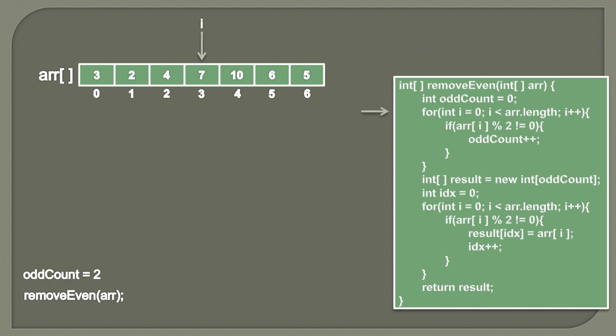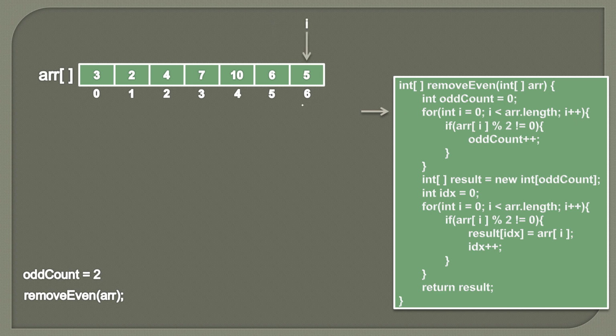We will increment i. 10 divided by 2 will give remainder 0. So this condition comes out to be false. We will again increment i. Now 6, which is array of i, divided by 2 will give remainder 0. So this condition comes out to be false. We will again increment i.